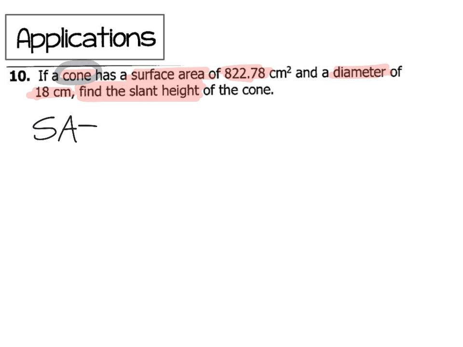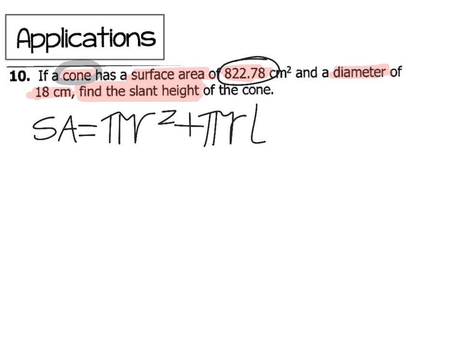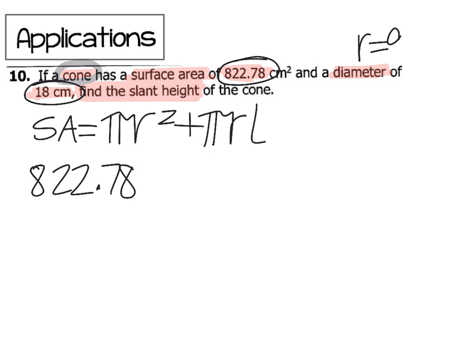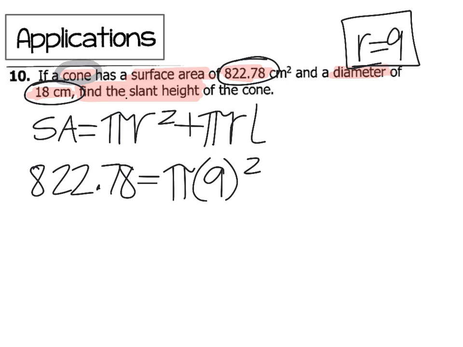So surface area equals pi times r squared plus pi times r times slant height. We're given that our surface area is 822.78, so we're going to plug that in for surface area. And we're given that it has a diameter of 18, so that means that our radius is 9. It's half of our diameter. So, equals pi times 9 squared. We're looking for the slant height, so we don't know what it is. So we're going to plug in our r, and we're going to leave slant height as an L.